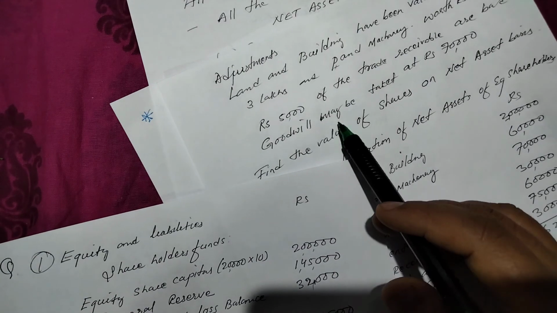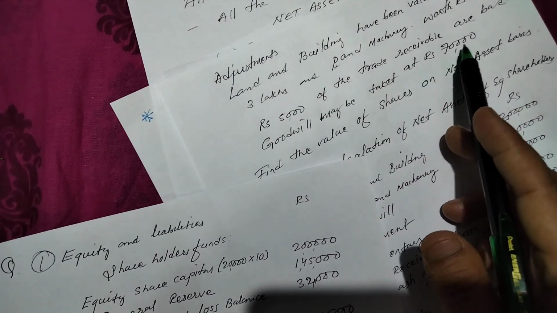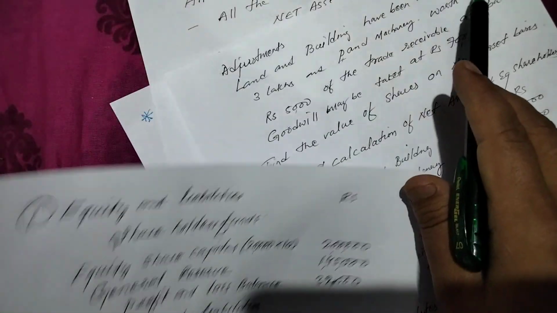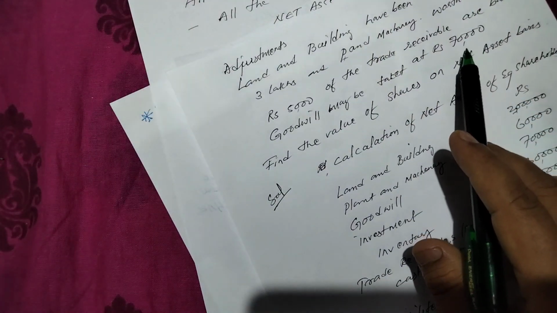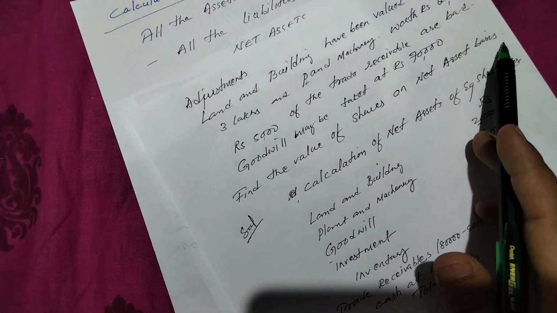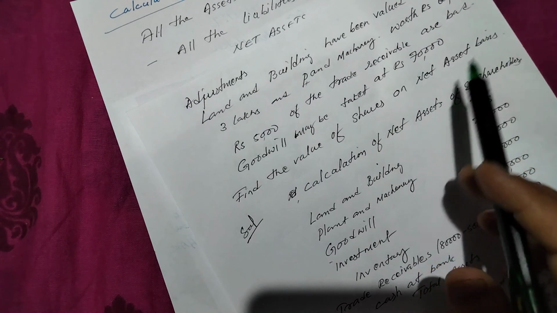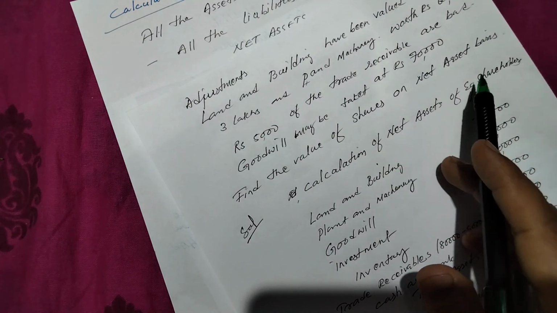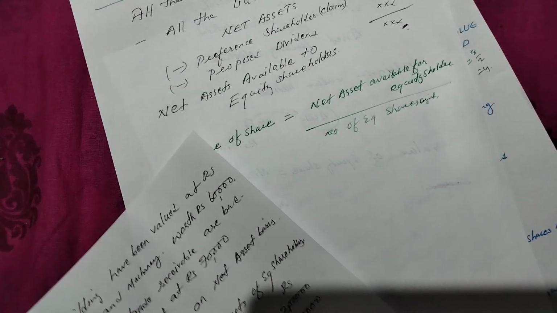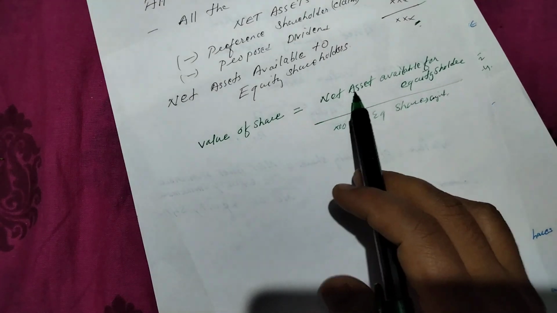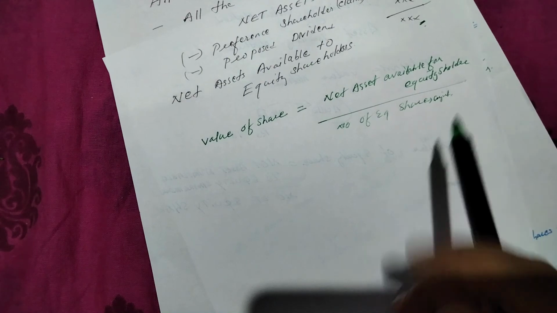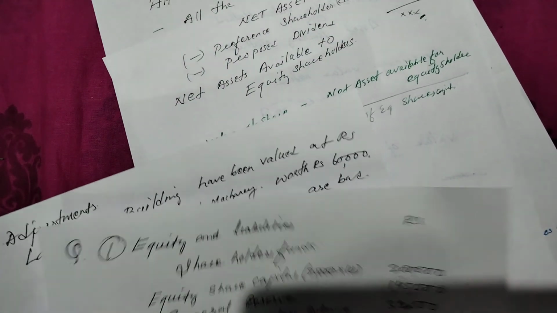Then goodwill may be taken at rupees 70,000. Earlier we had goodwill 40,000. Now you need to take it at 70,000. Then find the value of shares on net asset basis. You have to find the value of share under net asset basis. Now you know the formula. Value of share is net asset available for equity shareholders divided by number of equity shares. So let us solve it.